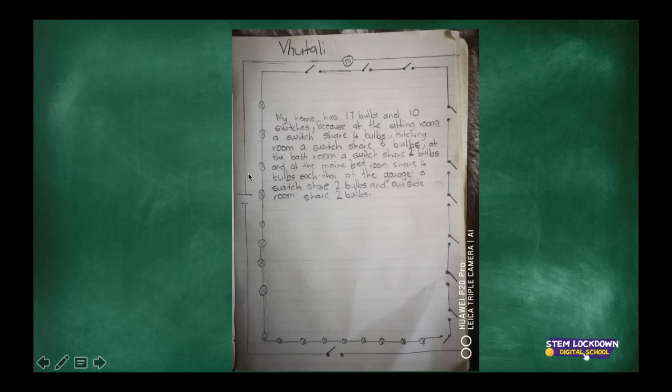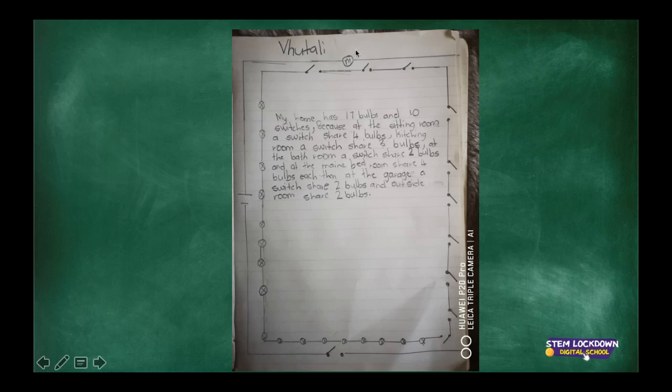Well done. And Vutadi says, my home has 17 bulbs and 10 switches because at the sitting room, a switch shares 4 bulbs. Very good. The kitchen, a switch shares 3 bulbs. At the bathroom, a switch shares 2 bulbs. At the main bedroom, 4 bulbs. At the garage, they share 2 bulbs, and outside rooms share 2 bulbs. So now we know that with Vutadi's home, there are lots of light bulbs that share the same switch.